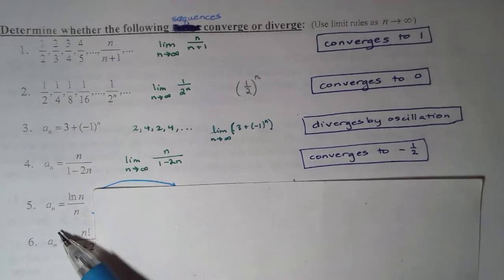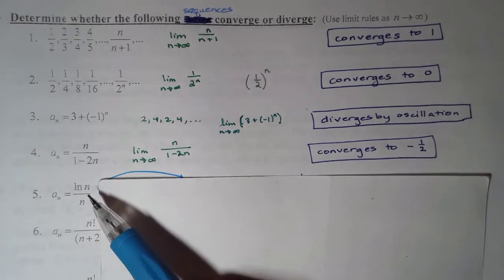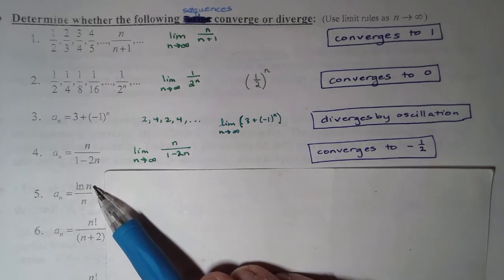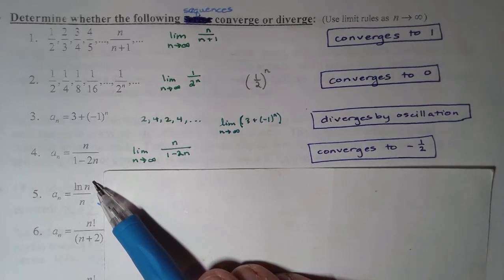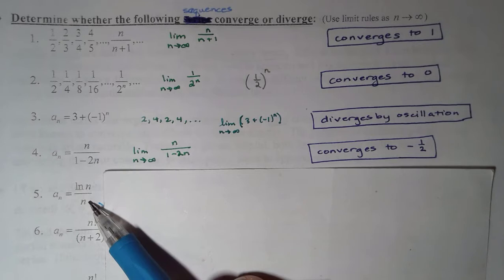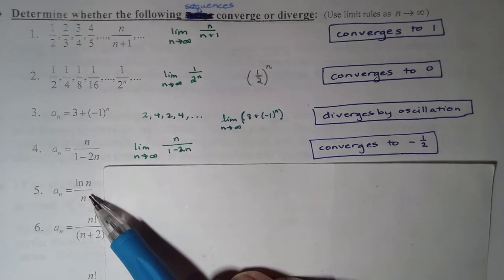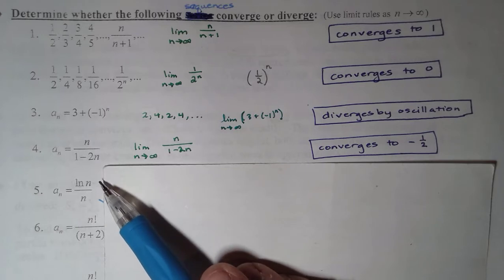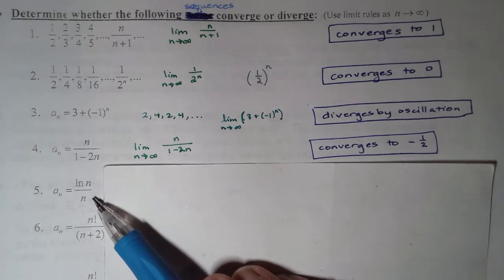Number 5, this one requires some work. It actually requires L'Hopital's rule because as n goes to infinity, we know the derivative of natural log of x is 1 over x, which is always positive, which tells us the natural log function is always increasing. So as we go to infinity, this goes to infinity, and so does this. So the question is, which one gets there faster, the logarithm function or the polynomial function? Because if the logarithm function gets to infinity faster, this goes to infinity and diverges. But if the polynomial function goes to infinity faster, then this goes to 0.